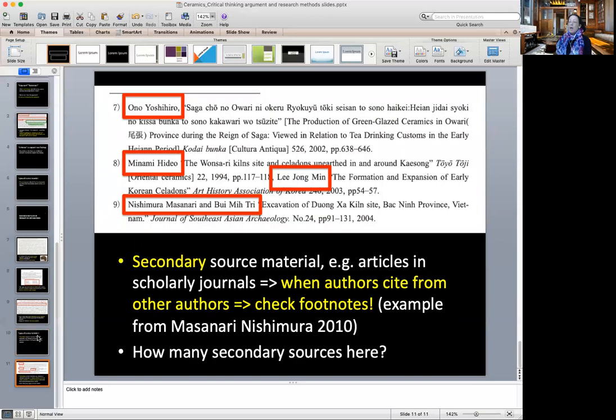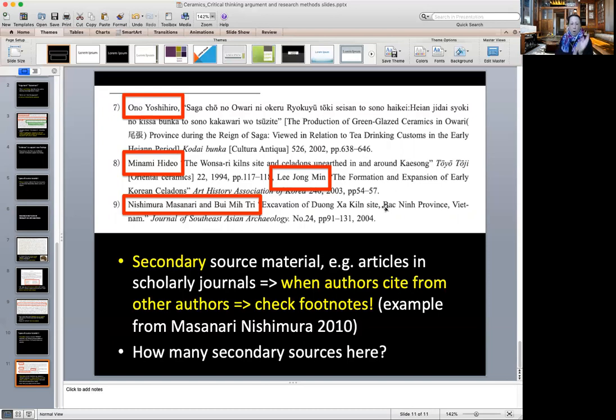So for instance, we have these three footnotes here, 7, 8, 9, in an article by Masanari Nishimura about ceramics. And he references a couple of scholars, all contemporary, right? How many scholars do we see here? 1, 2, 3, 4, right? So he is referencing 4 secondary sources. He is referencing 4 authors who wrote articles about, you know, green glaze ceramics, Goryeo celadons, etc., etc.